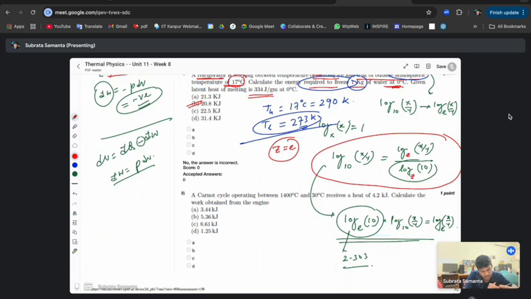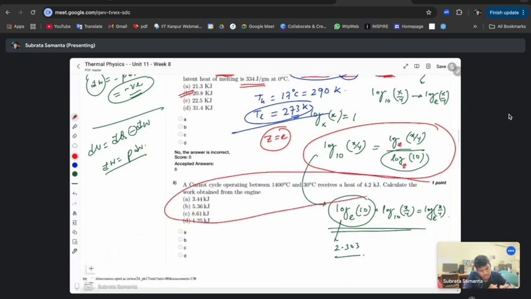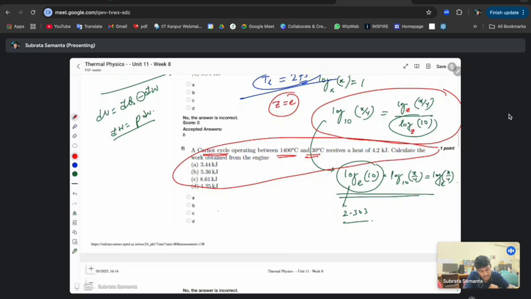Okay, so it seems that there are no more questions, so I will move to the next one. A Carnot cycle operating between the two temperatures 1400 and 30 degrees centigrade. First we convert them to Kelvin. The high temperature TH is 1400 plus 273, which is 1673 Kelvin. And the low temperature is 30 degrees centigrade, so it's 303 Kelvin.